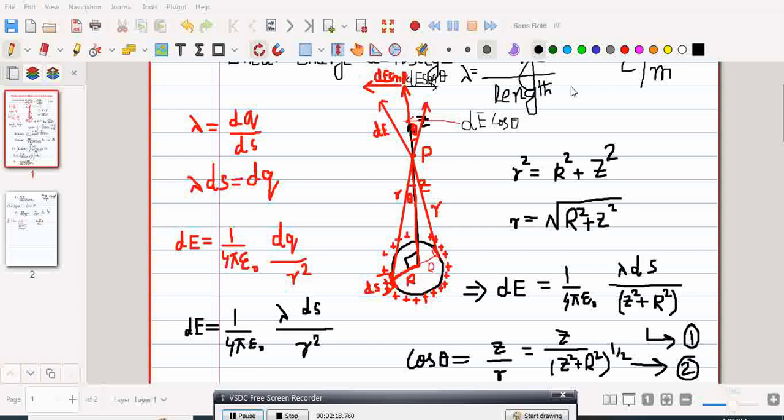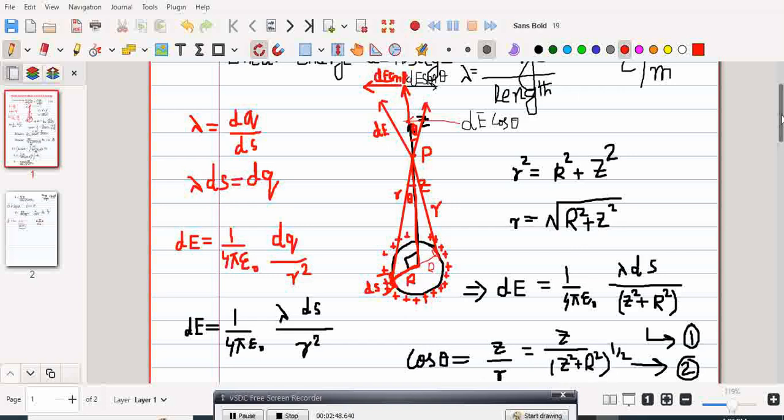Cos theta is equal to, here cos theta is there. This is the triangle. We've considered this angle as theta, so this is also theta, because these are vertical angles, and cos is equal to base over hypotenuse. Base is z and hypotenuse is small r, so cos theta is equal to z over r. Putting the value of r from here, we get cos theta is equal to z over (z square plus R square) whole power 1 over 2.